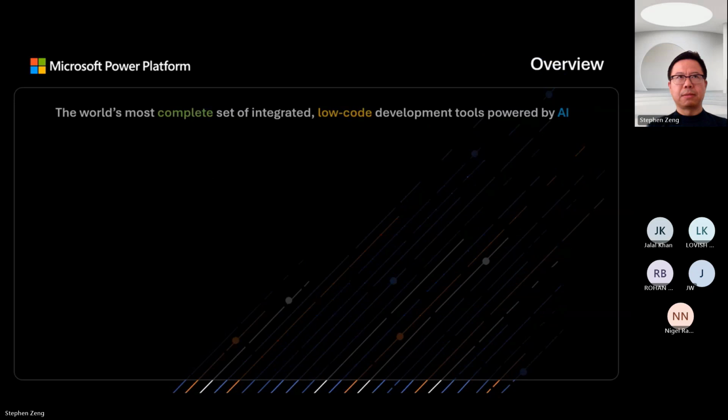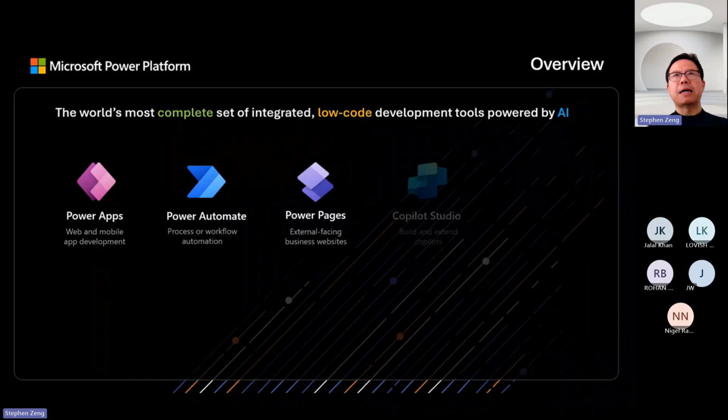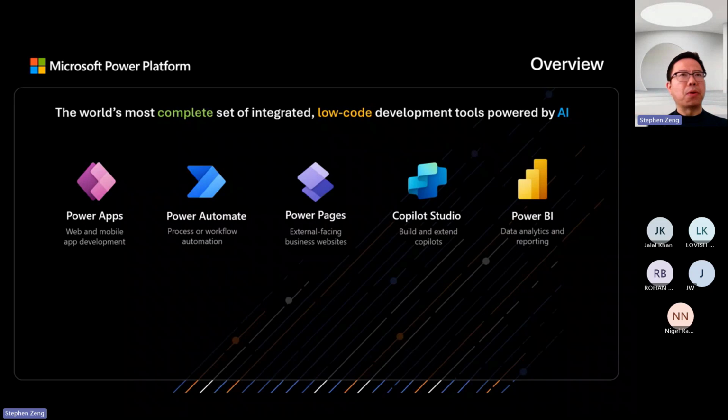So Microsoft Power Platform is the Microsoft implementation of low-code development. It is the world's most complete set of integrated low-code development tools that is powered by AI. It comes with a few products, including Power Apps, Power Automate, Power Pages, Copilot Studio, and Power BI.